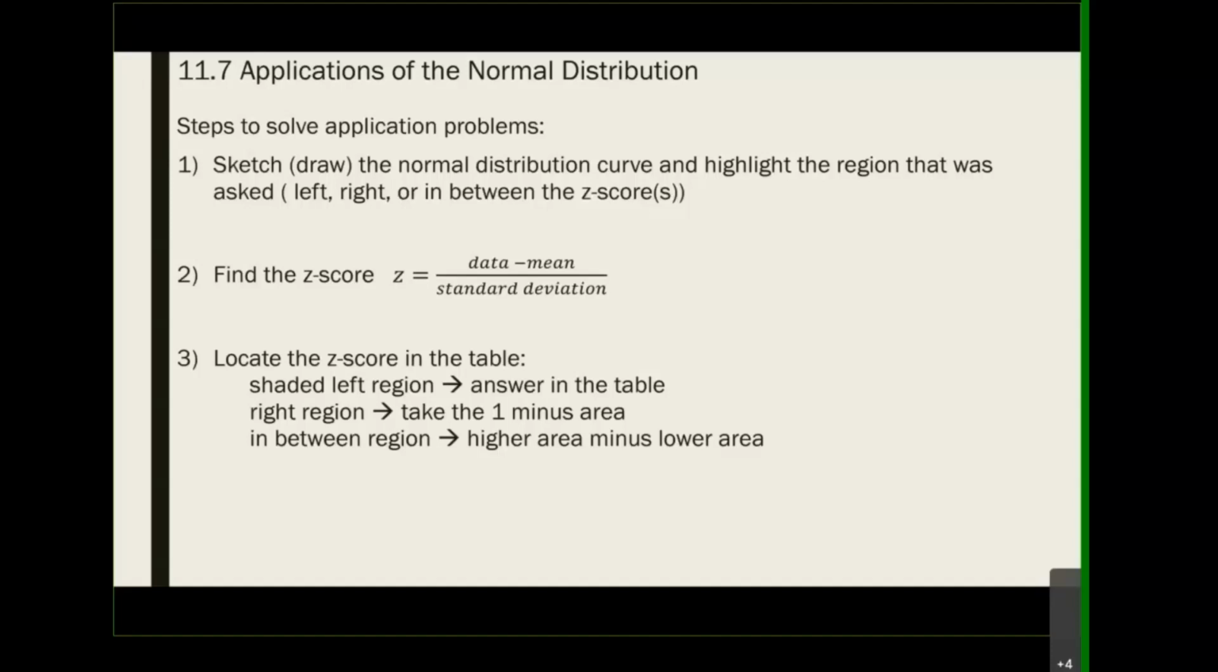If they ask you about a shaded region to the right, then all you need to do is take 1 minus the area that you have on the table. And if they ask you about a shaded region in between, you just take the higher area minus the lower area. And the last item, number 4, is that you have to interpret the area, interpret your answer.